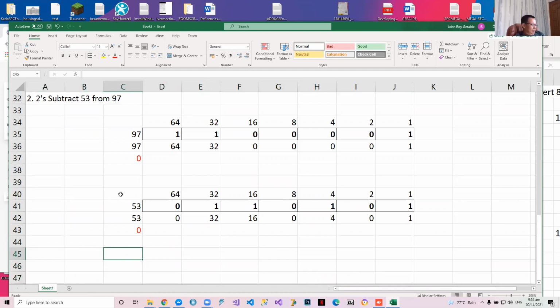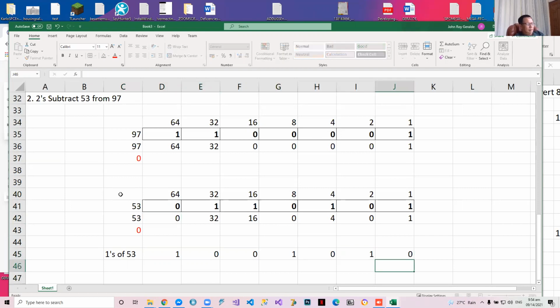So one's complement. So one's complement of 53. We'll just reverse. This is a 1. Why is this a 1? Because the value here is 0. So this is a 0 because the value here is a 1. This is also a 0. This is a 1. This is a 0. This is a 1, and this is a 0. They follow? Let's review: 0, 1, 0, 1, 0, 0. And then we add 1.